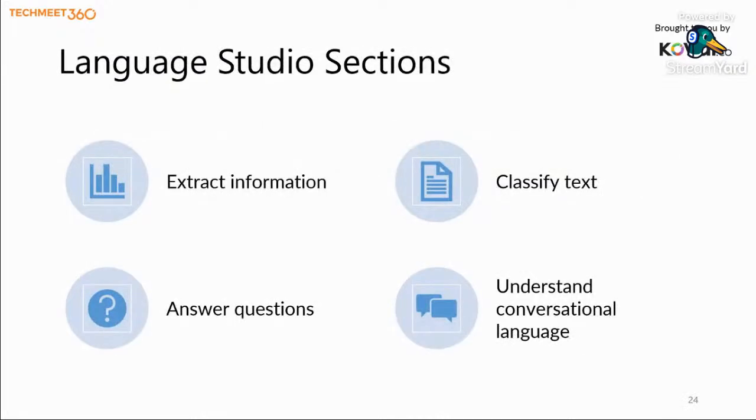So this has been divided into 4 sections. Extract information uses natural language understanding to extract information from unstructured text. Use tools to do things like identify key phrases or personally identifiable information. Classify text is nothing but using natural language understanding to detect the language or classify the sentiment of any piece of text that you have, and answer questions.